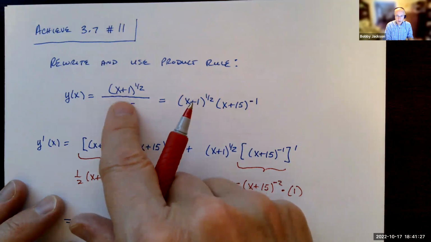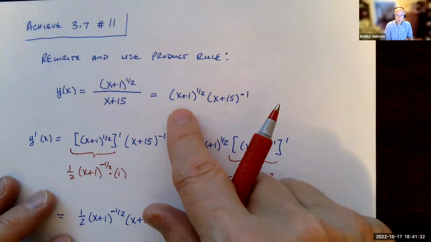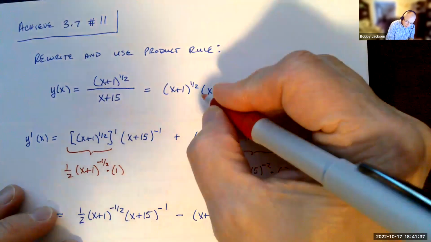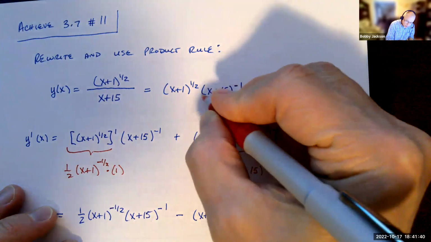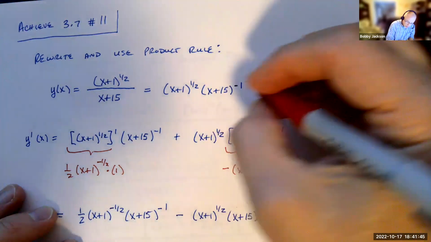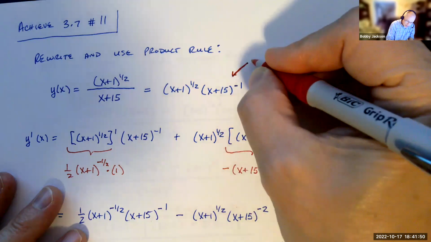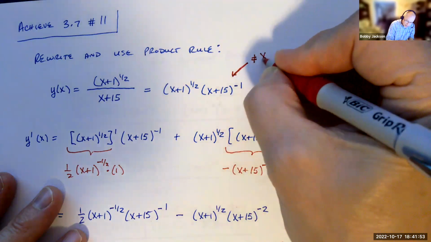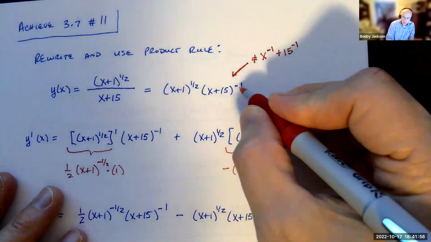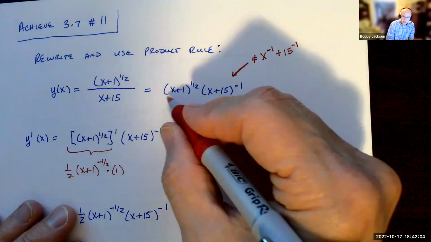X plus 1 to the 1/2 power divided by the quantity x plus 15 is the same as x plus 1 to the 1/2 power times the quantity x plus 15 to the -1 power. Remember that this means what? The reciprocal, 1 over x to the 15th power. Okay, so be real clear, be careful to note that this is not the same thing as x to the -1 plus 15 to the -1. You can't distribute an exponent over a sum or a difference. That is incorrect.